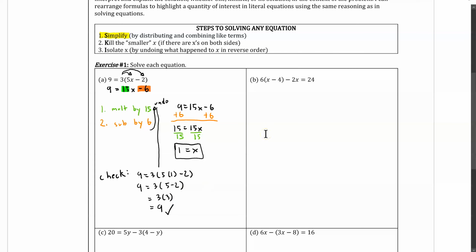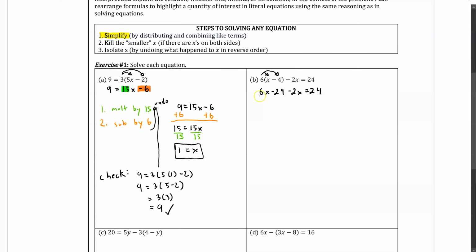Moving on to part B, we have 6 times x minus 4 minus 2x equals 24. So our first step is to simplify the parentheses by distributing. So 6 times x is 6x. 6 times negative 4 is negative 24. Minus 2x equals 24. Now, from here, notice that I have multiple x terms on the left-hand side. In order for us to start talking about what's happening to x, we need to combine these terms so that we only have one term with an x in it.